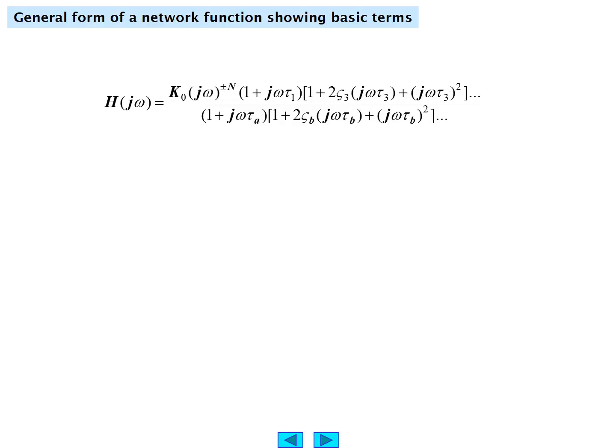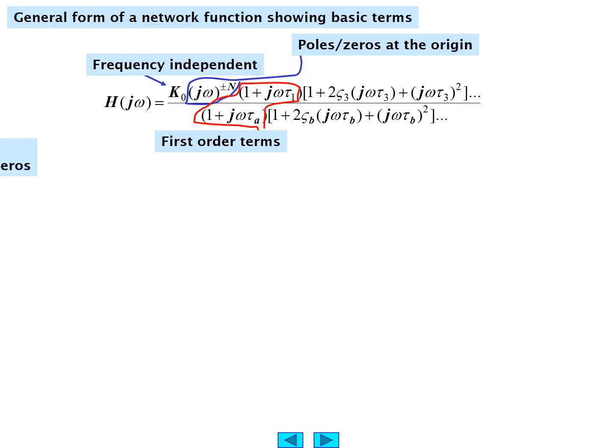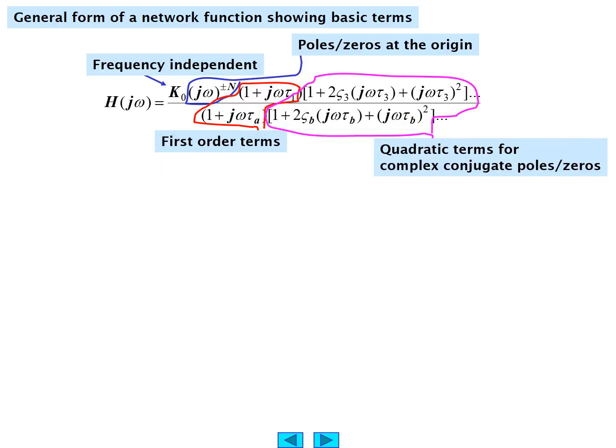So here's a complex-looking polynomial with some Greek coefficients that we want to analyze now. There's a frequency-independent term, usually K0, that's not frequency dependent. There are poles and zeros at the origin with terms like j omega that can be raised to whatever power. There are first order terms where we have functions of j omega which are first order. Then we have quadratic and complex poles and zeros which result from second order terms like this, and then they can get even more complicated beyond.